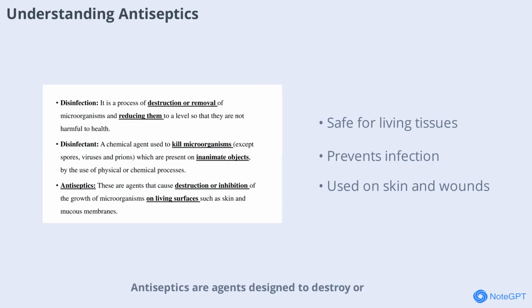Antiseptics are agents designed to destroy or inhibit the growth of microorganisms on living surfaces, such as skin and mucous membranes. Unlike disinfectants, antiseptics are formulated to be safe for use on the body, making them essential for wound care, hand hygiene, and surgical preparation. They help prevent infections by reducing the microbial load on living tissues without causing significant harm or irritation. This distinction is crucial. While both disinfectants and antiseptics control microbes, their applications and safety profiles differ significantly.